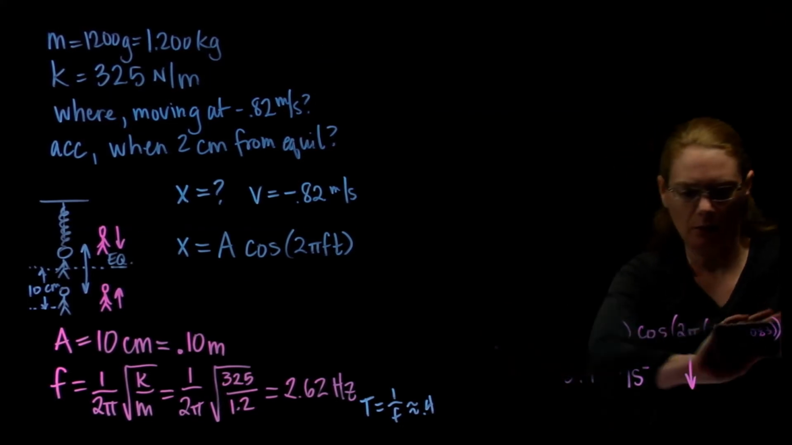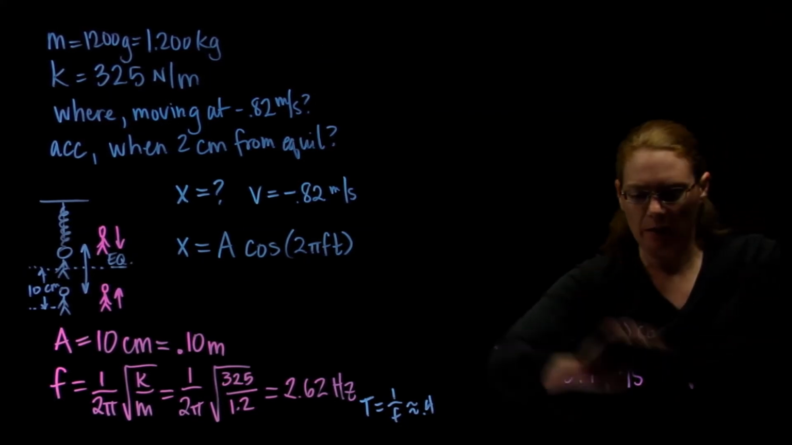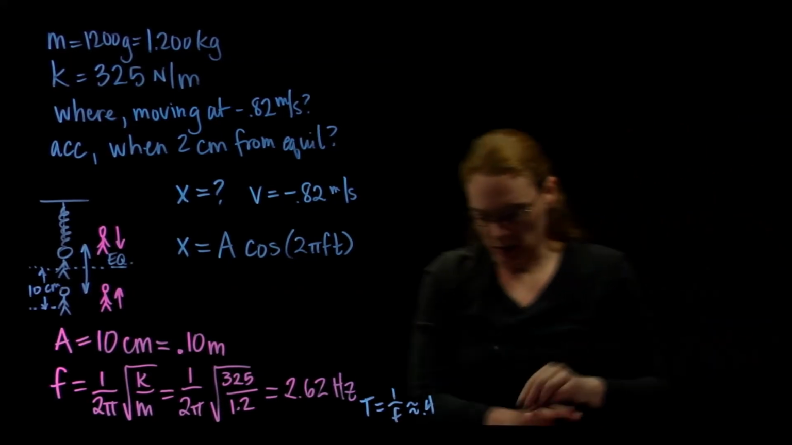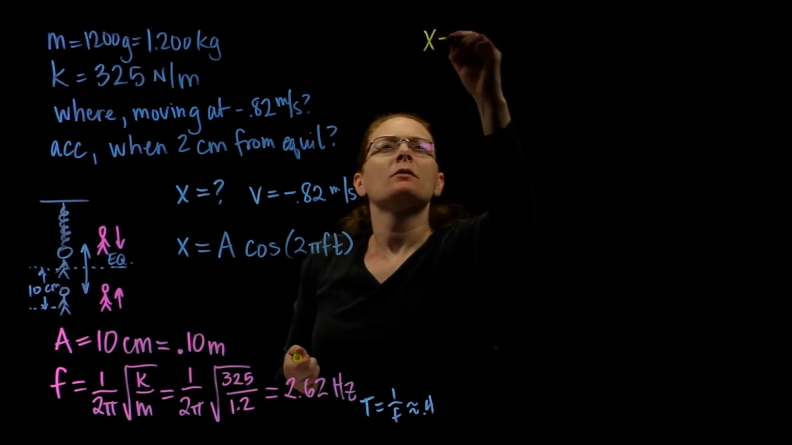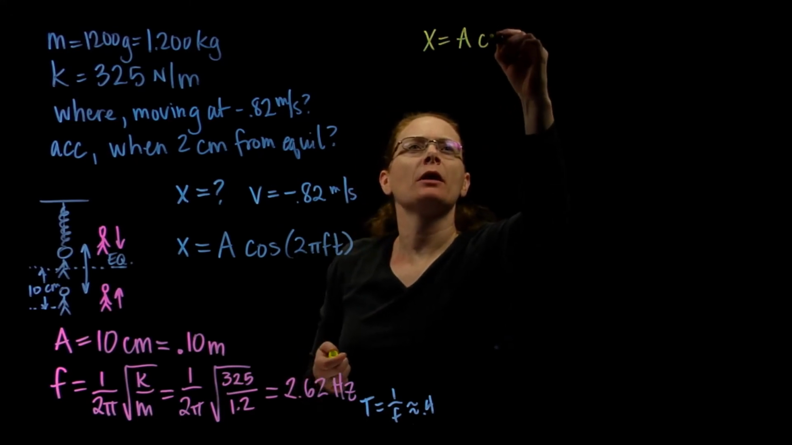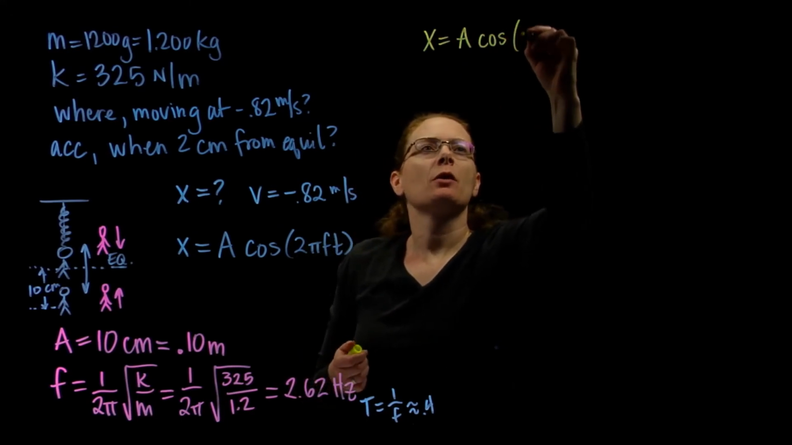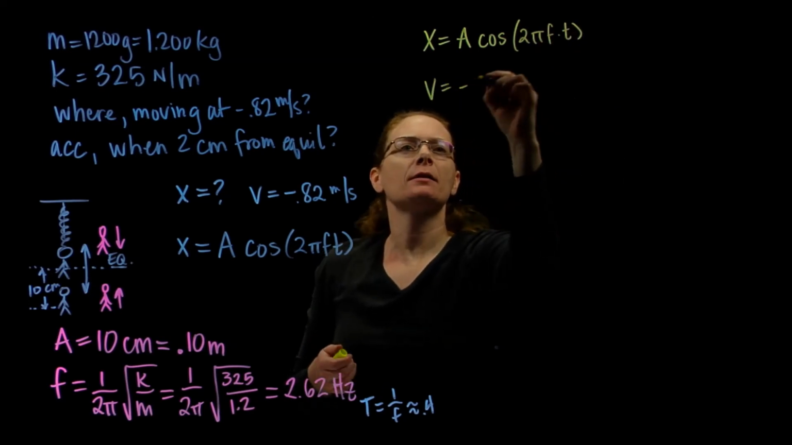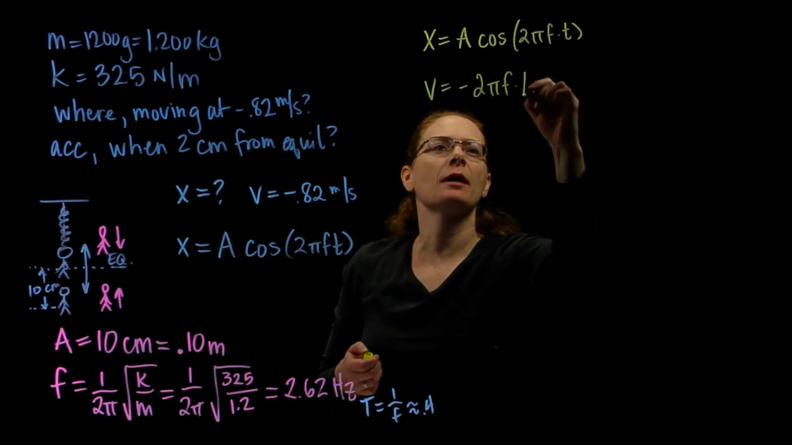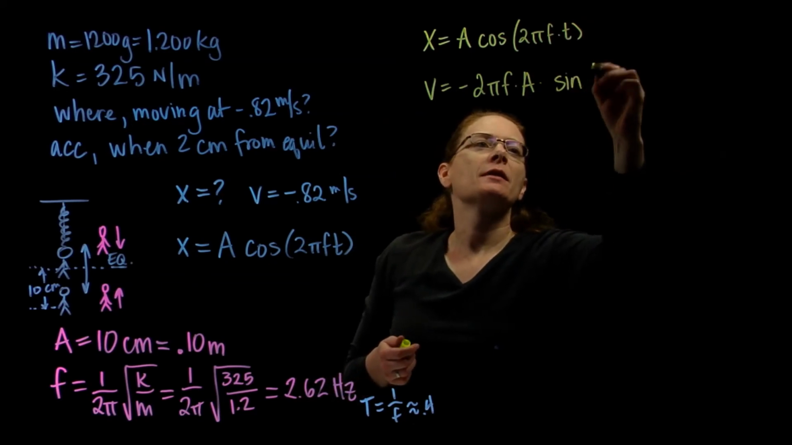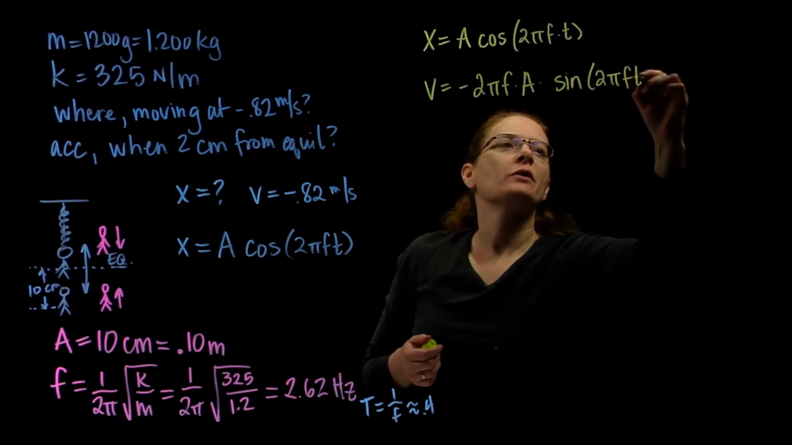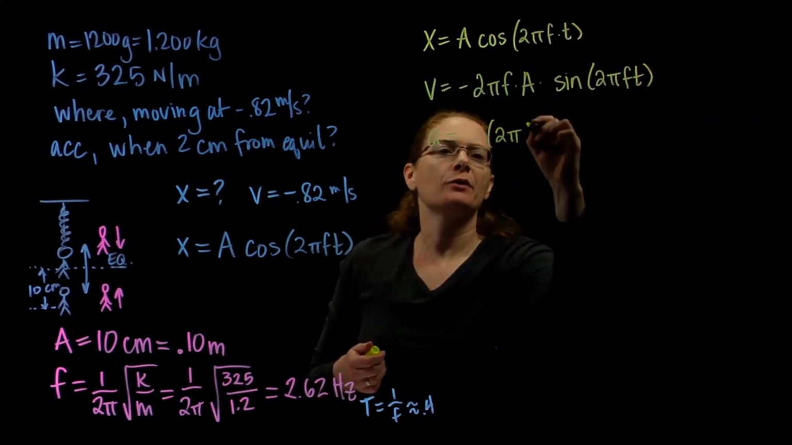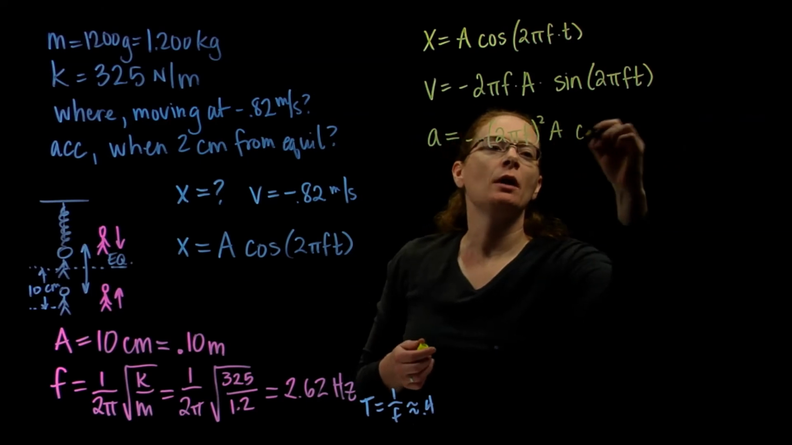So, how are we going to do that? I'm going to go back to the basic equations for position, velocity, acceleration, and let's take a look at them. Position is amplitude times the cosine of 2 pi f times time. Velocity is negative 2 pi f times amplitude times the sine of 2 pi ft, and acceleration is negative 2 pi f squared times amplitude, back to cosine.